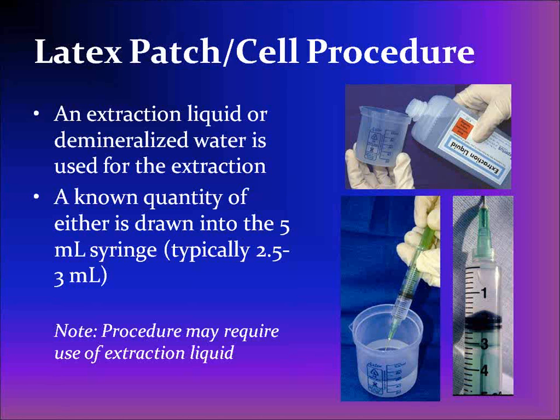Dispense the desired quantity of distilled water or extraction fluid into a clean plastic beaker or other small container. Draw the liquid into the syringe using the syringe needle. If you overfill the syringe, you can expel the excess by slowly depressing the syringe plunger until the desired quantity is achieved. Never expel liquid back into the source container, as you may cause it to become contaminated. You can use any amount of liquid, but 2.5 or 3 milliliters is common. Record the amount of extraction liquid used.